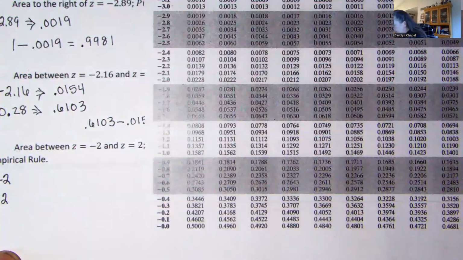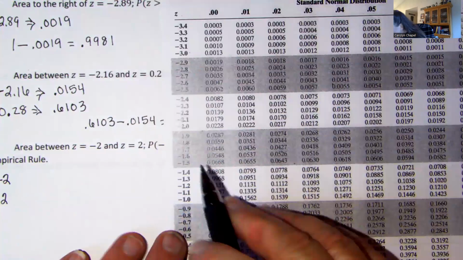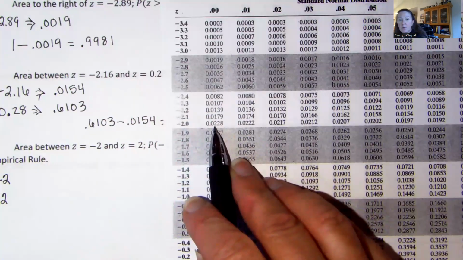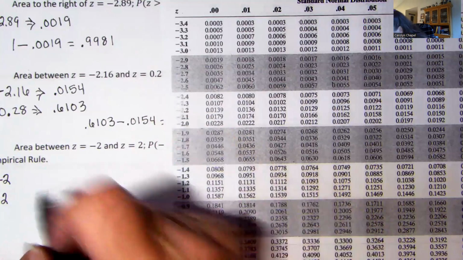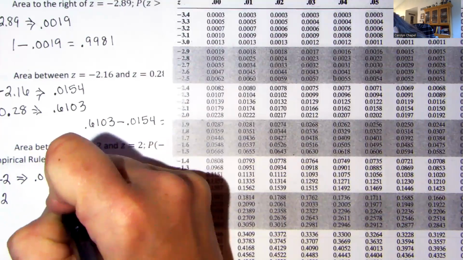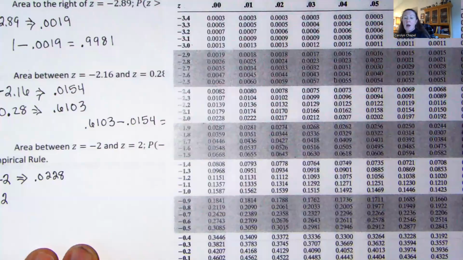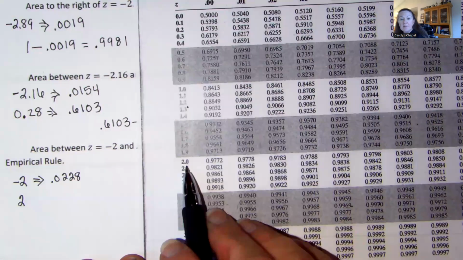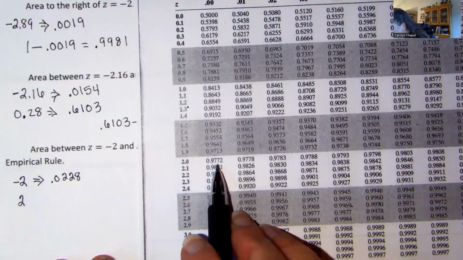All right, so if I look up a negative 2, that would be like a negative 2.00. So that's 0.0228. I'm also going to do that for my positive 2. My positive 2, and that's 0.9772.